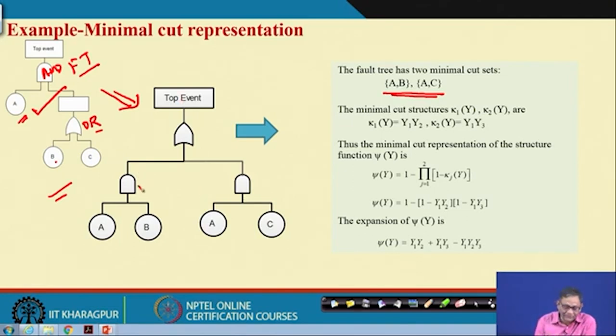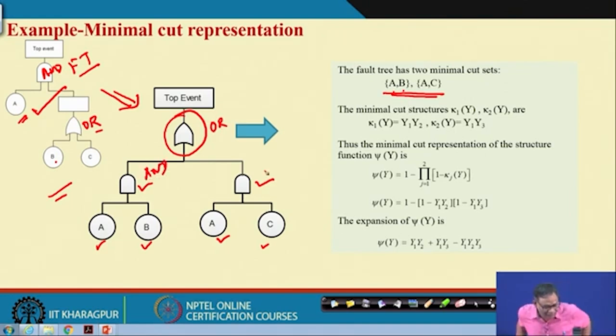Here 2 cut sets, so 2 AND gates will be there. And input to every AND gate will be the elements of the cut set. First one is A and B, so A and B. Second one A and C, A and C. Then these AND gates will be linked with the top event by an OR gate. So, OR gate. Okay.